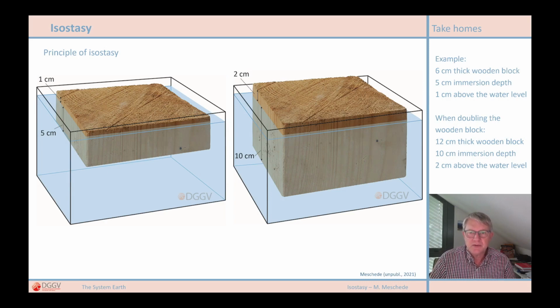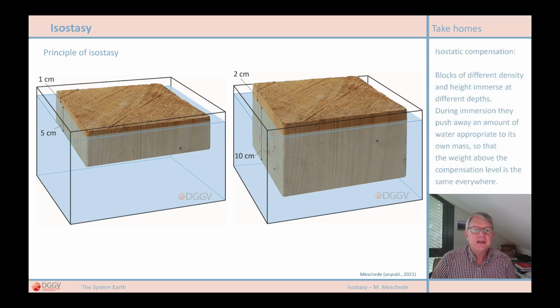The first wooden block is 6 centimeters thick and protrudes 1 centimeter from the water. Correspondingly, it is immersed by 5 centimeters. Stacked on top of each other, 2 blocks are immersed in the water by 10 centimeters and protrude 2 centimeters. This reflects the isostatic compensation because the balance is restored by a deeper immersion and at the same time a higher protrusion. The up and down movement required for this is isostatic compensation.